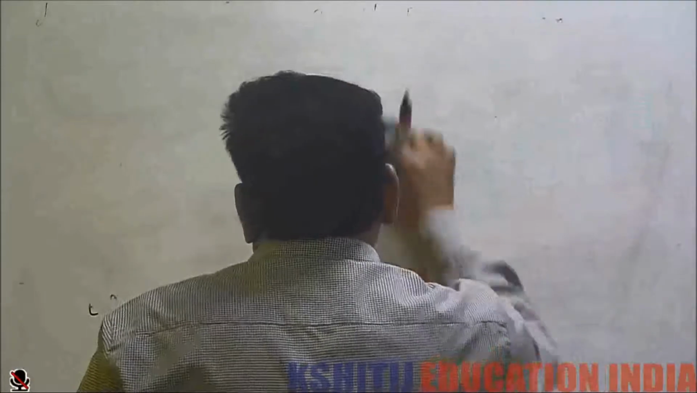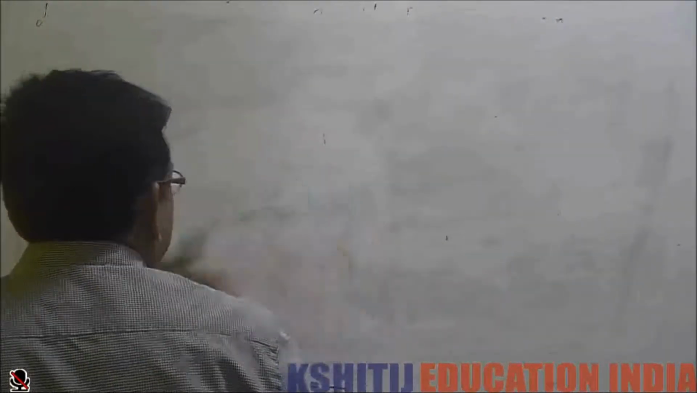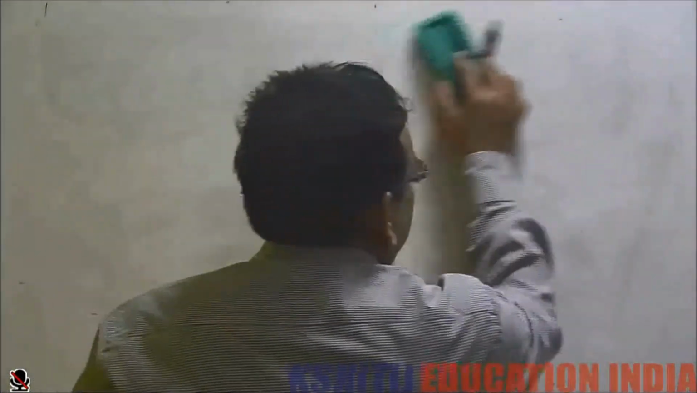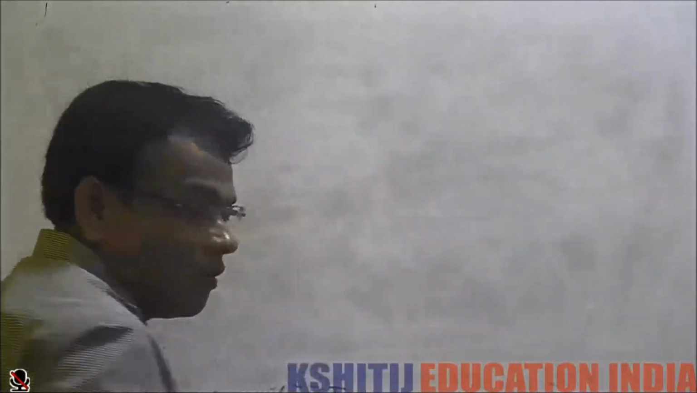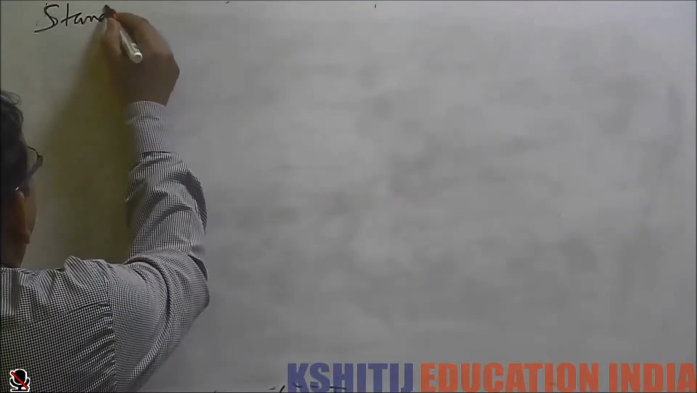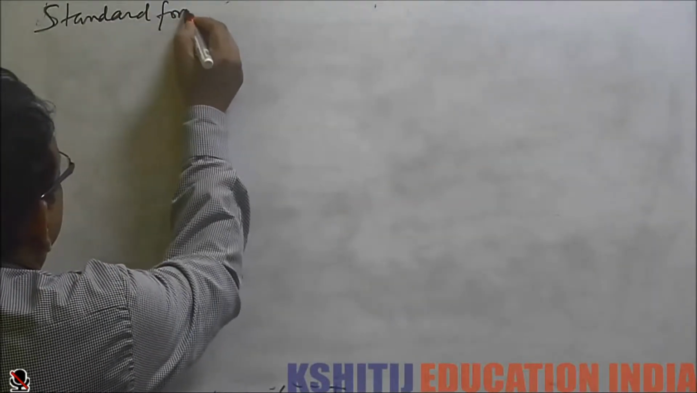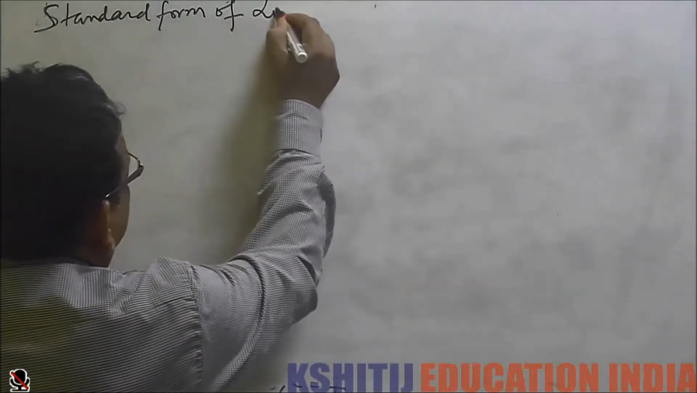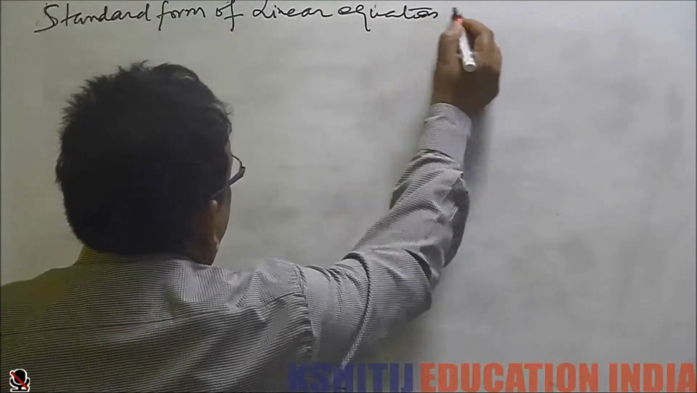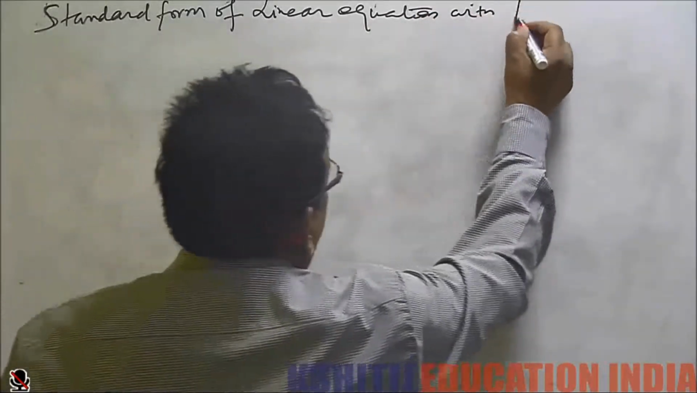Why do we say this is linear? Because on a graph they would look like a straight line, not a curve or parabola. Okay, so now the standard form of linear equation with two variables.